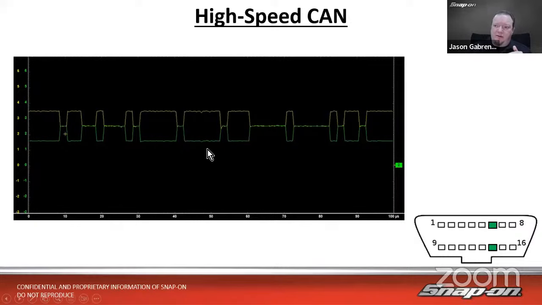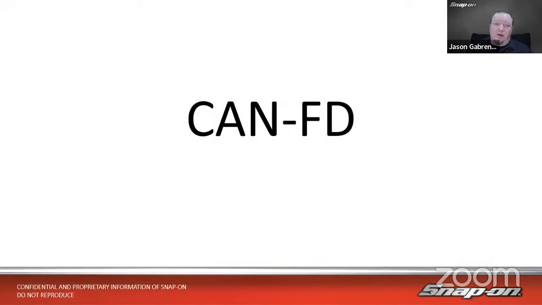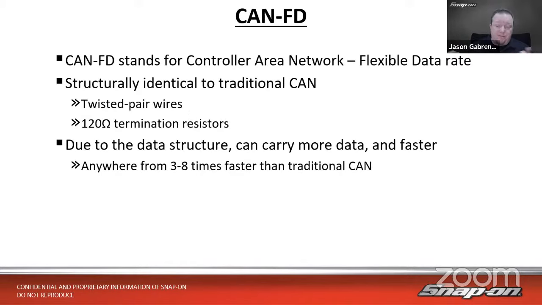We have a high side and we have a low side. And then we have an idle state in the middle, which we'll talk more about in a little bit. Now, one of the hot topics nowadays, especially, is CAN-FD. So CAN-FD is, for all intents and purposes, CAN. It's going to work pretty much the same way. The data structure is a little bit different, but as far as testing it, as far as communication-wise, it's going to work pretty much the same structurally anyway.